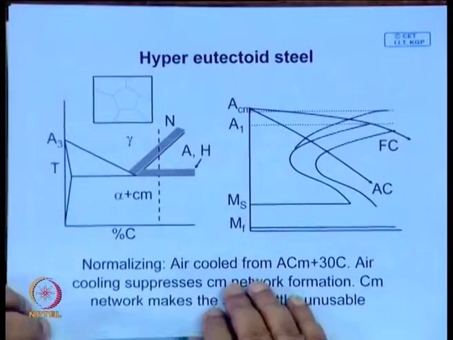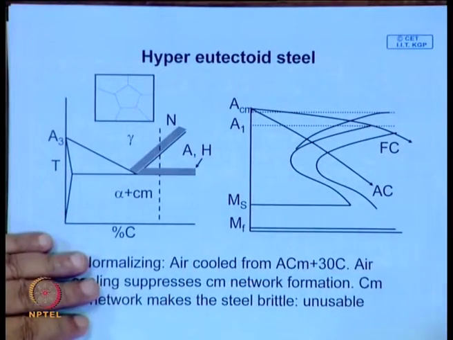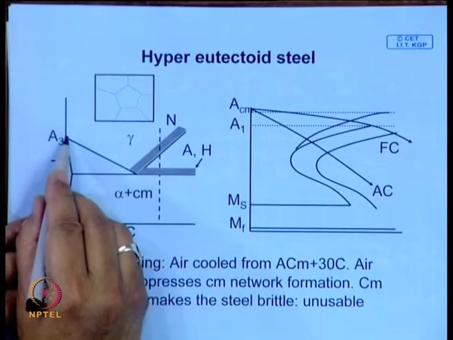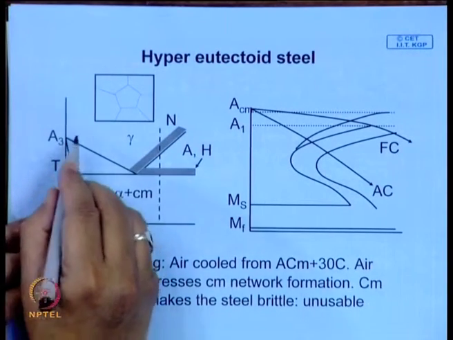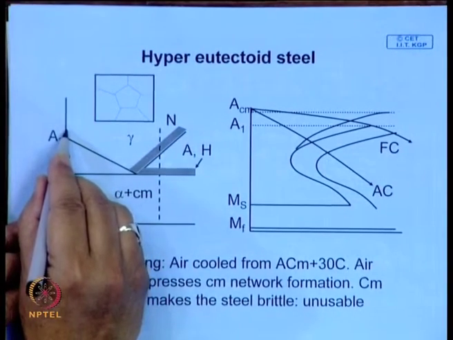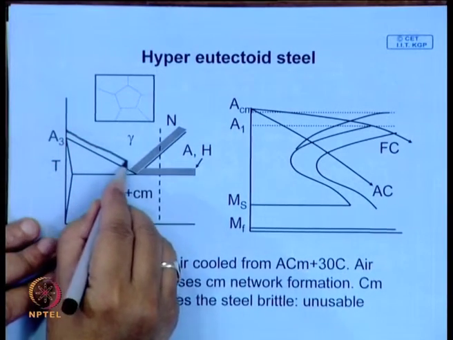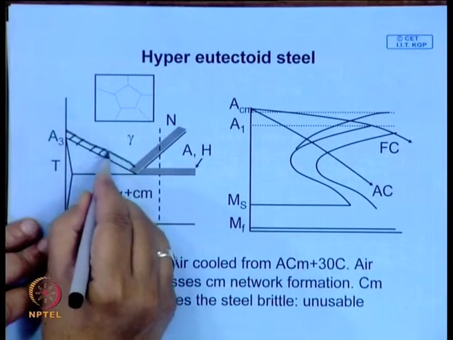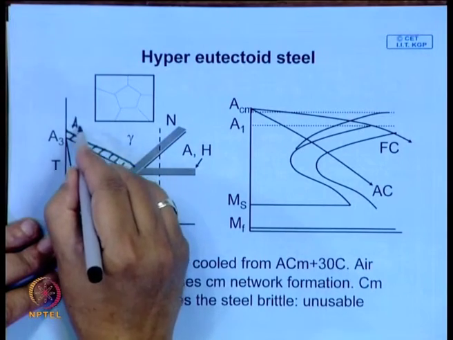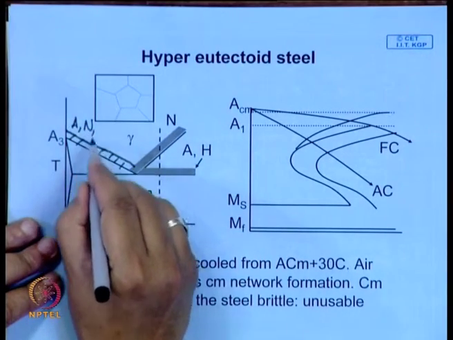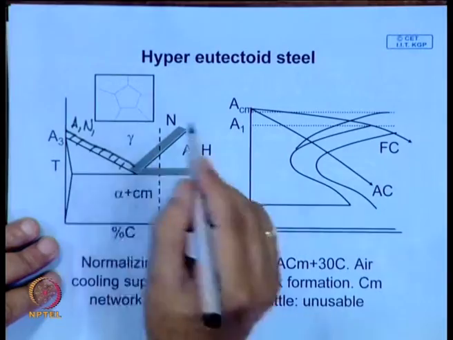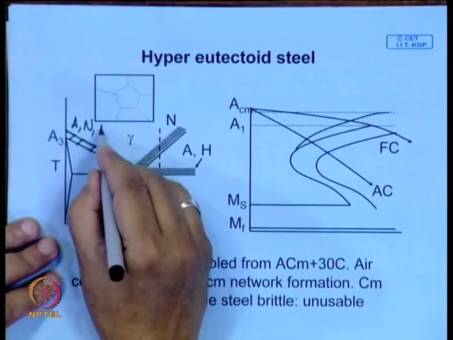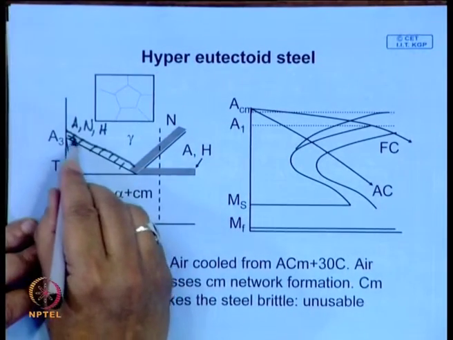Now, in the case of hypoeutectoid steel, we have looked at annealing for hypo, we have seen this side of the composition. Irrespective of whether it is annealing, normalizing or hardening, you heat it in this temperature range.